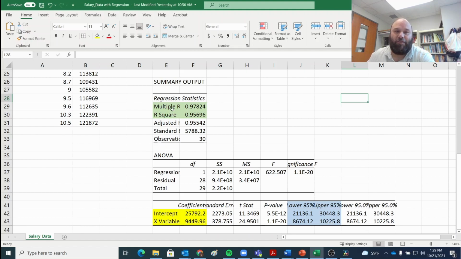So the correlation coefficient, they call it multiple R, and the reason they do that is because you may have more than one X value. The X values are your explanatory variables, whereas the Y value is what you're predicting, your prediction variable.